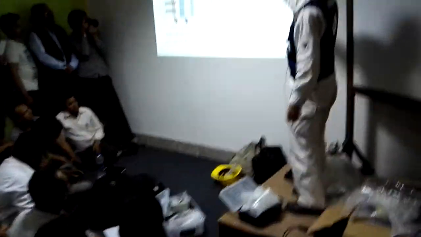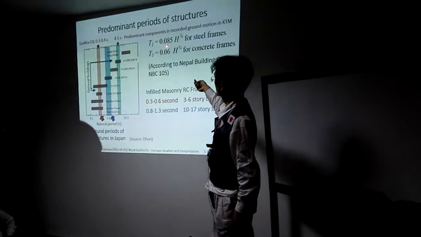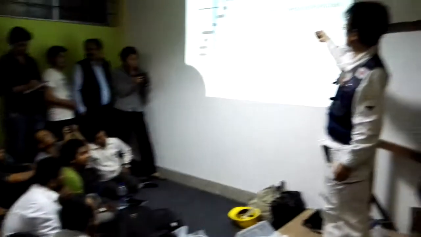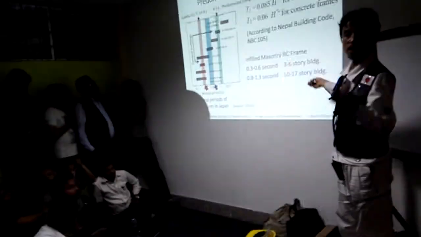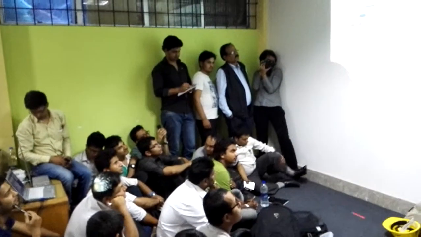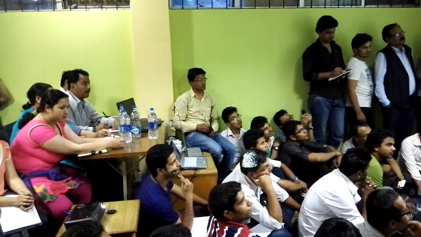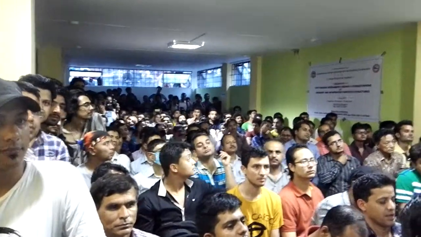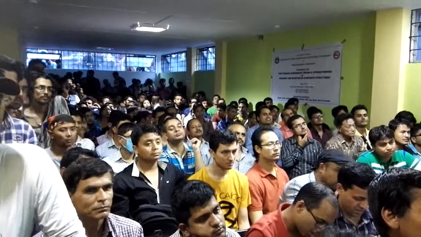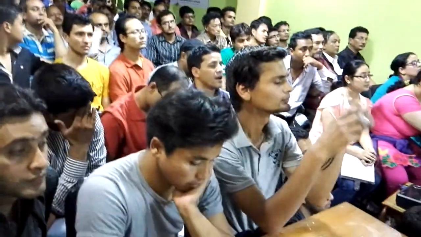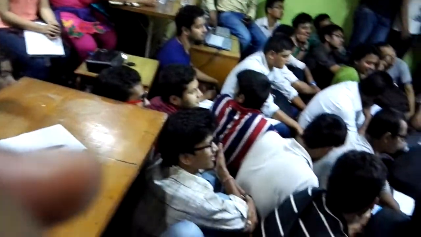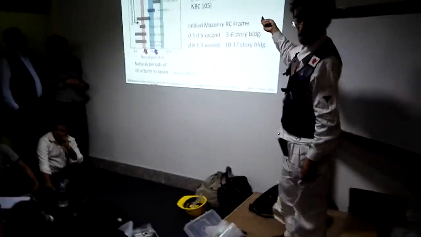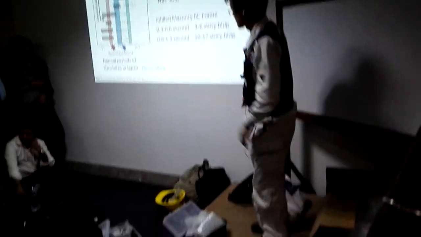By the way, this is the equation to obtain the natural period of structures. In this equation, the basic variable is height. Height or the number of stories is the fundamental independent variable in empirical equations. This is cited from the Nepal building code. All of you learn this. This is very basic. And according to my previous measurement, this empirical equation is almost appropriate. Next.